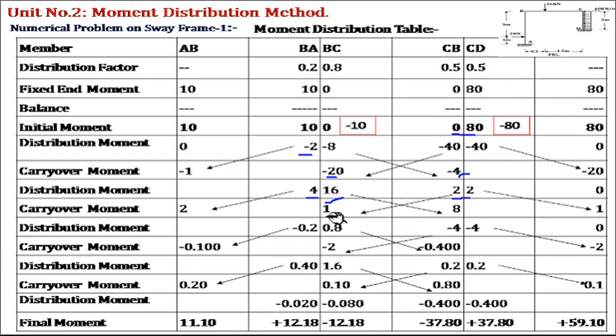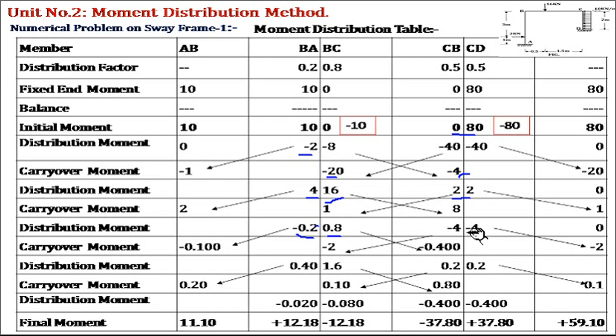Now here the moment is plus 1, so the correcting moment will be minus 1. So minus 1 into 0.8, it will be minus 0.8. Minus 1 into 0.2, it will be minus 0.2. From BA, this moment will be carried to member AB, half of it. From BC, it will be carried to CB, half of it. So minus 0.8 divided by 2, it is minus 0.4.